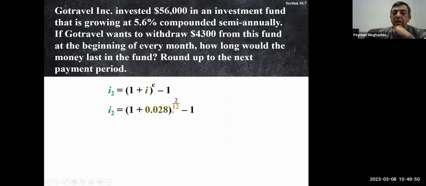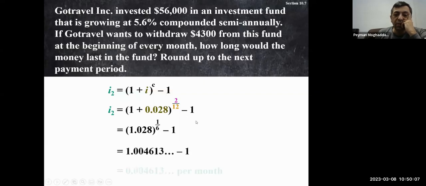It's going to be this guy, 0.028, to the power of C. C is the compounding frequency, which is 2, divided by the number of payments per year, which is 12, right? So 2 divided by 12, minus 1. Okay, so it's going to be this.